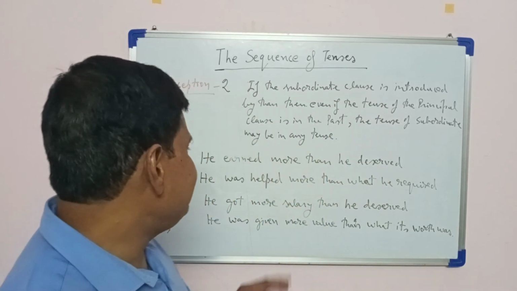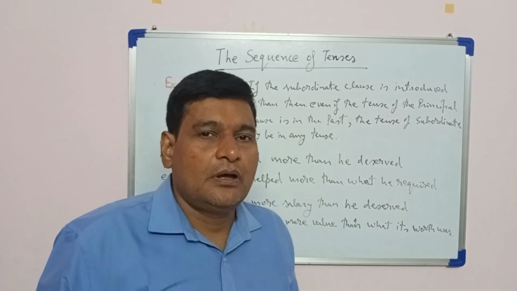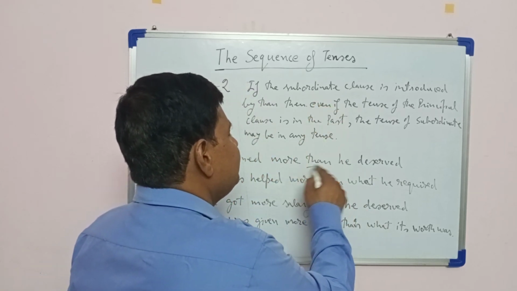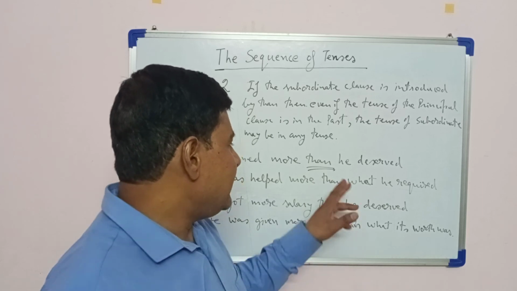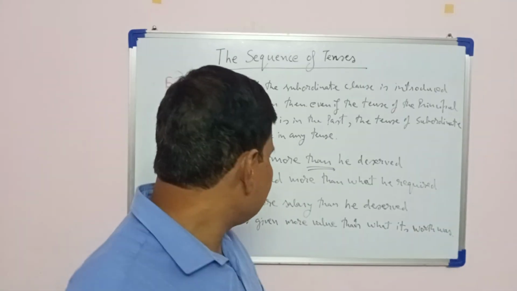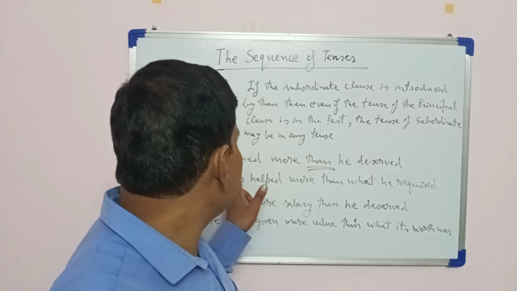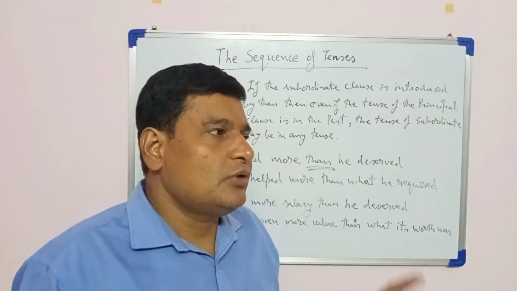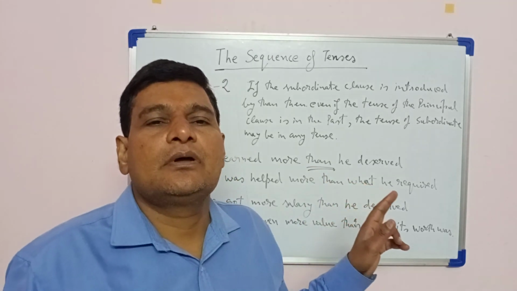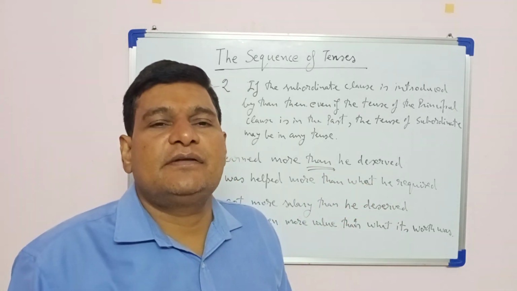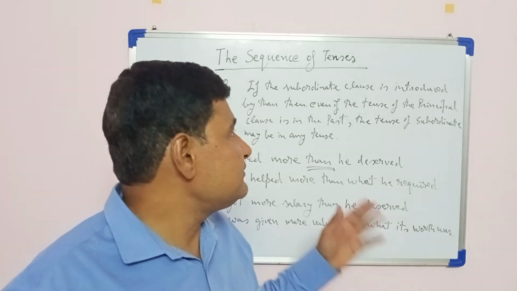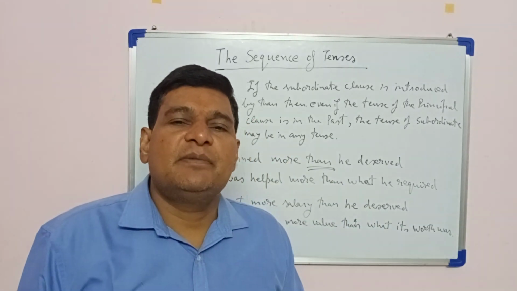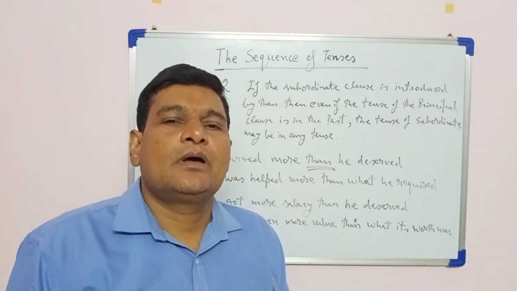So here you can understand these examples. If the subordinate clause is introduced by 'than', then it may follow any tense, even though the tense of the principal clause is in past tense. So I hope you have understood these rules. In the next class we will understand some more rules of sequence of tenses. So all the best for the next classes. Thank you.